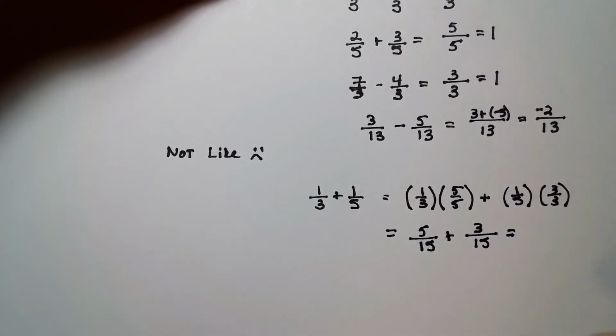Now the denominators are the same, so we're going to have a new fraction with a denominator of 15, and now we can add the tops. 5 plus 3 is 8. Okay?